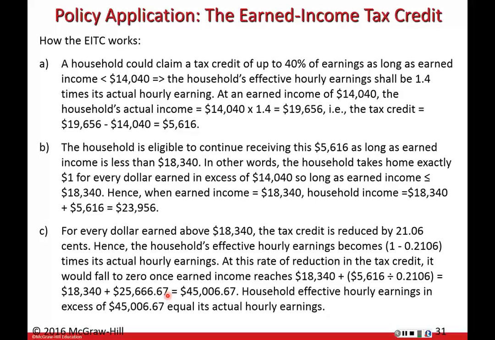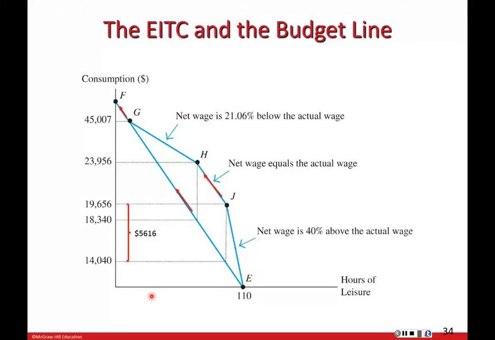Because remember, if the household earns more than 18,340, the government takes away 21.06 cents for every dollar earned. So what this of course means is that in this range, the household's effective wage is going to be less than its actual wage, the wage it is actually paid by the market. The effective wage is reduced by 21.06%. So this gives us a kind of complicated budget line. It looks like this. This will become clear in a second. Let me go back to my pen pointer. So this is what we have.